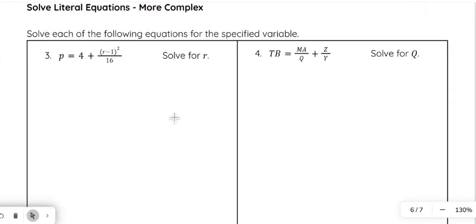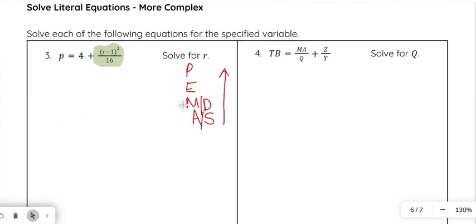All right, so now we have some slightly more complicated examples where we get into a little bit more than just the linear example like we just did. So p equals 4 plus r minus 1 squared over 16, and we're solving for r. So r is up here. The first thing we want to do is get the term with r in it by itself. So that's going to be this fraction. So we're going to use our order of operations again, just like we've been doing, and approach it the same way from the bottom up.